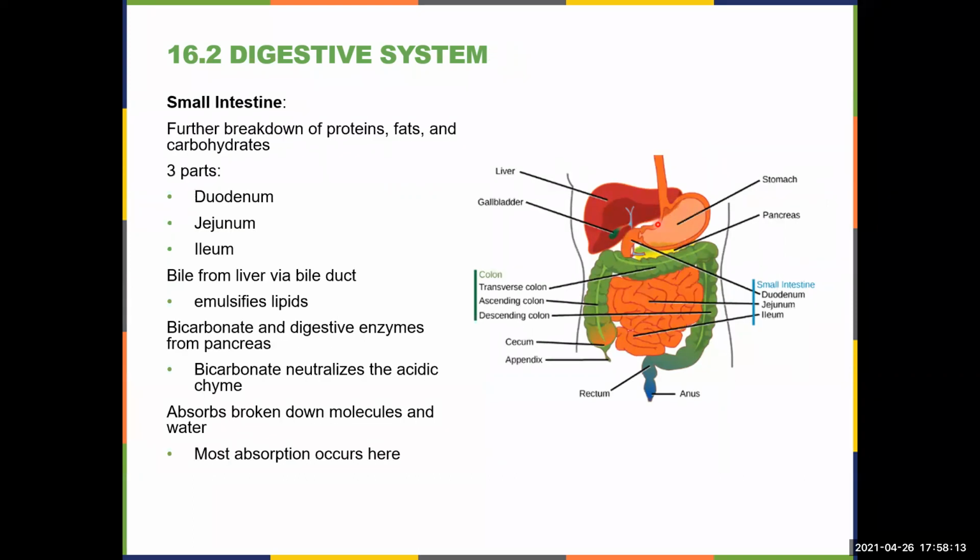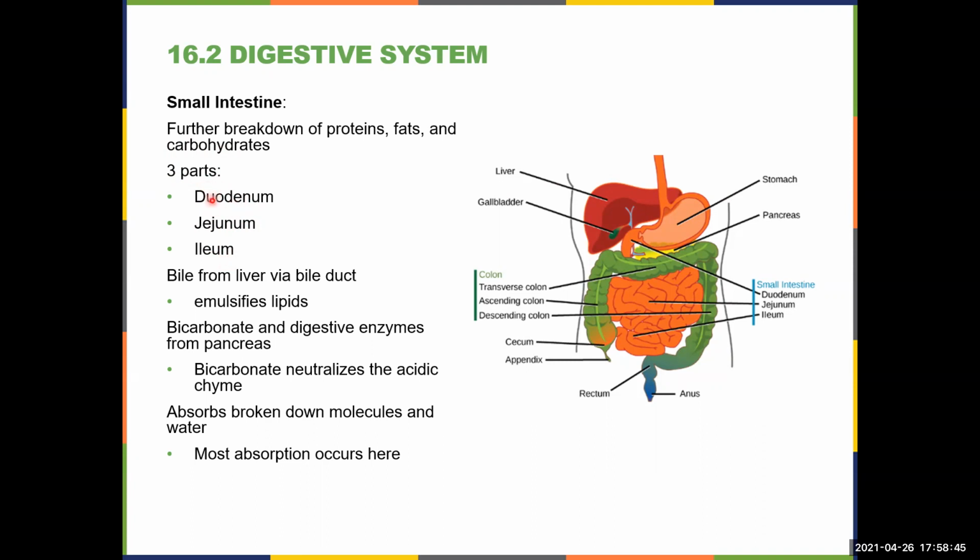Okay. The small intestine is where most of the digestion happens, the further breakdown of the proteins, the fats, and the carbohydrates. Now, the small intestine can be separated into three different components: the duodenum, the jejunum, and the ileum. Okay? The duodenum is the beginning, the jejunum is the middle, and the ileum is the end before it merges with the large intestine.